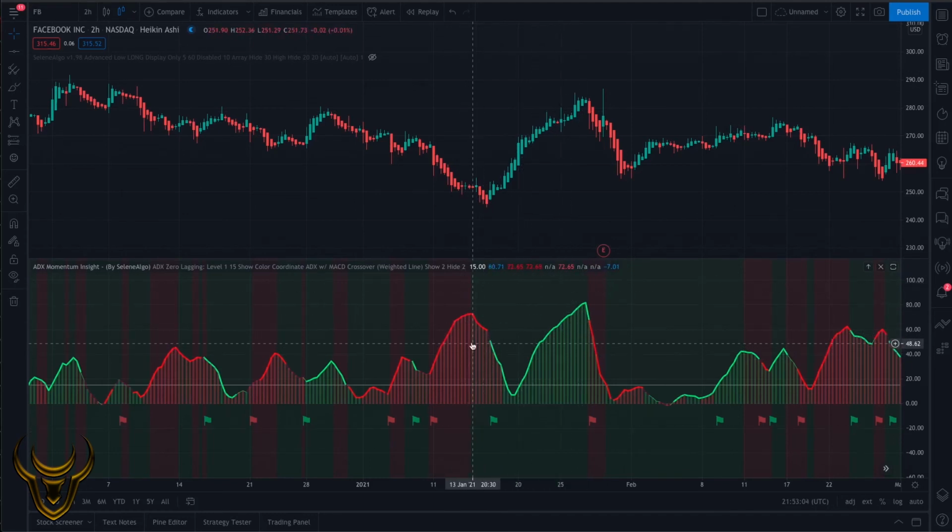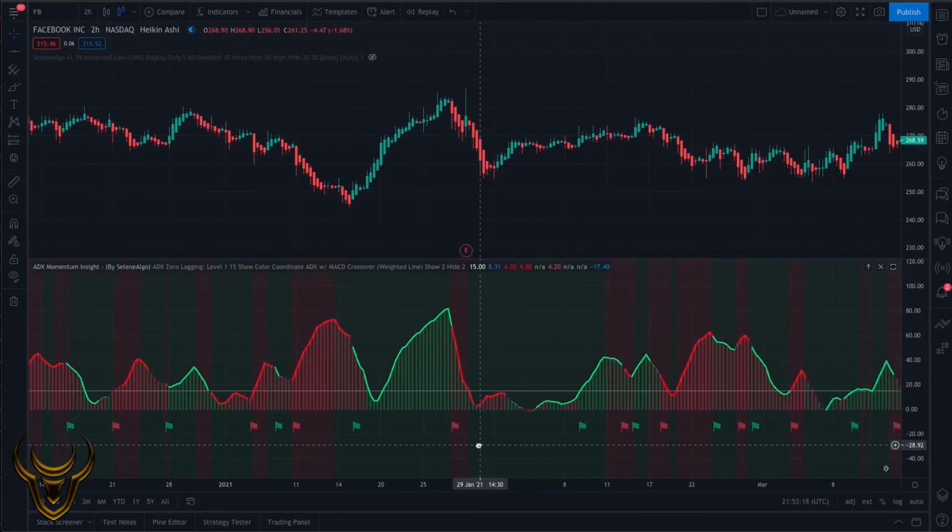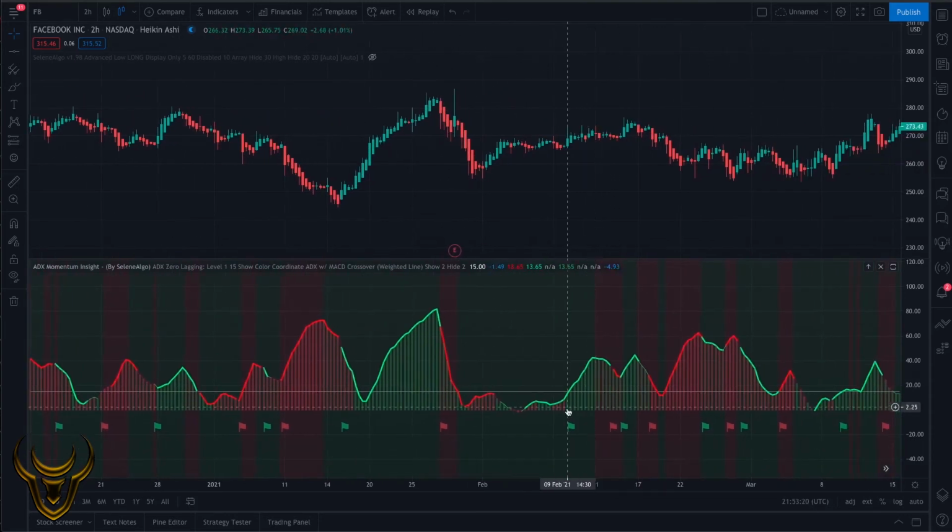But yet again, just having that MACD crossover gives you that extra little confirmation, and that flag is thrown as another quick visual aid, especially when you're scalping. This comes in handy, just seeing those flags pop up. It's less interpretational on your part.